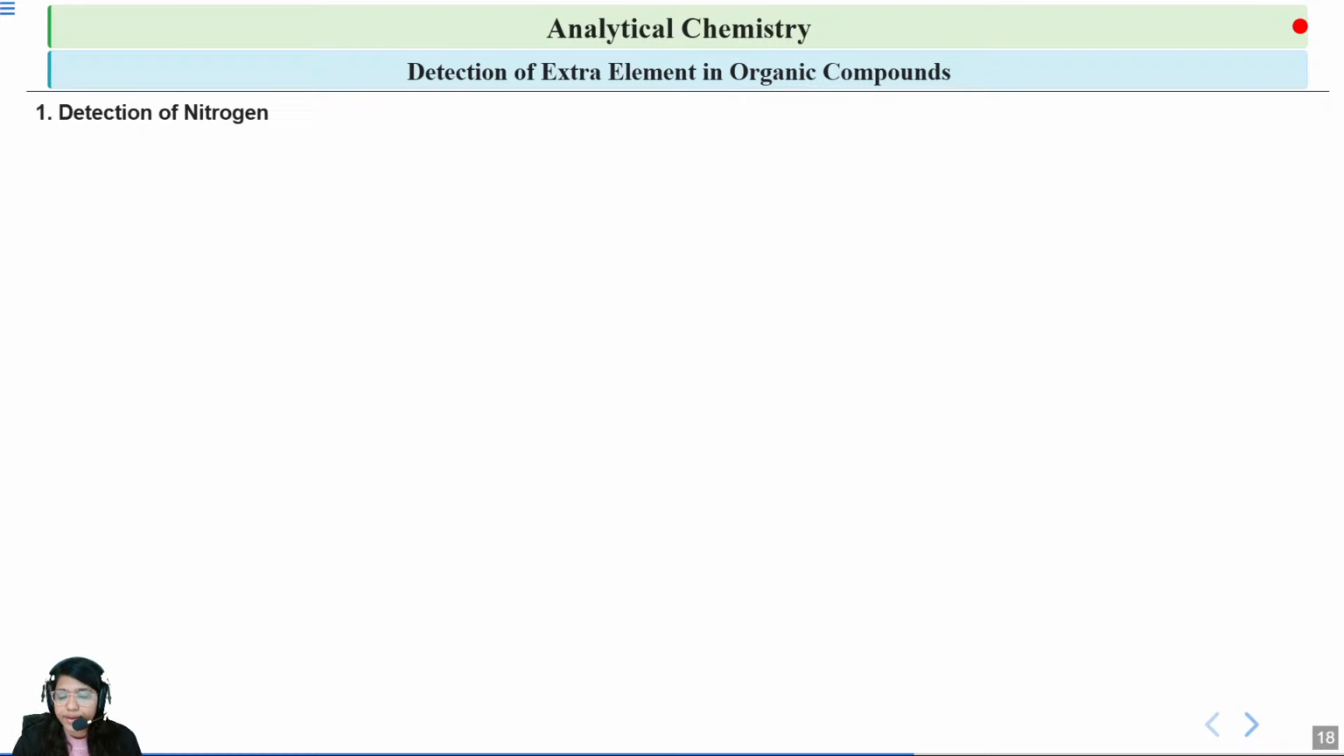Now let's understand the reactions taking place during the detection of nitrogen. So first, ferrous sulfate reacts with sodium hydroxide. This reaction shows how ferrous sulfate reacts with sodium hydroxide to form ferrous hydroxide, which precipitates out of the solution, and sodium sulfate is also formed during this reaction.